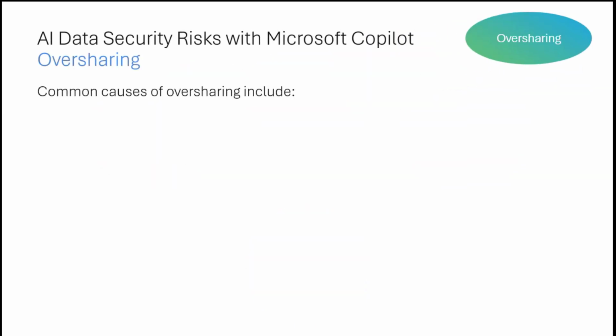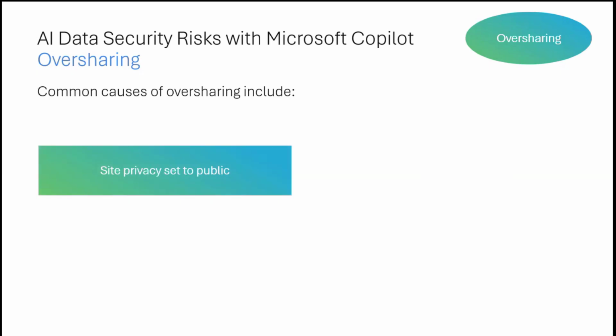So let's start off by digging into oversharing. And some of the common causes of oversharing that we see in organizations: site privacy being set to public. So a lot of the times your users will be able to discover these sites if they are set to public. And that means that, again, with Copilot, they can have access to that site.